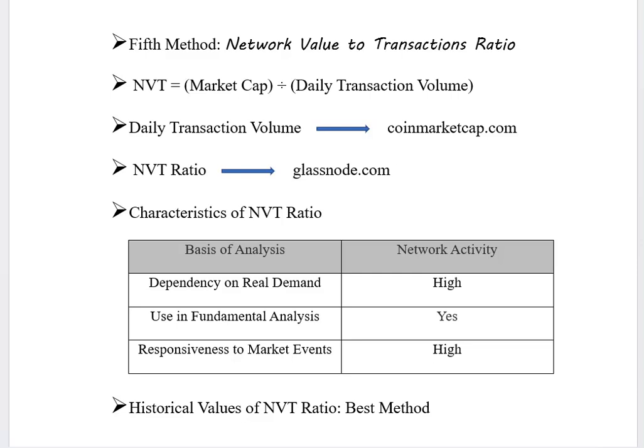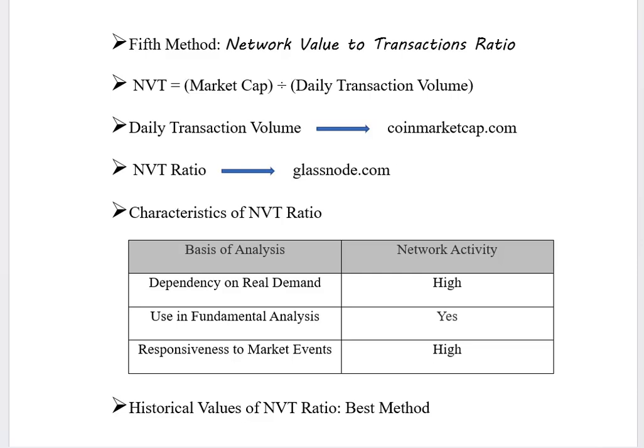to obtain this ratio, you have two options, as you can see. One, manual calculation. Market capitalization is available on almost all data platforms, and you can find the daily transaction volume on, for example, coinmarketcap.com. You can then calculate the ratio yourself. Number two, direct observation. You can view this ratio directly on websites such as glassnode.com.